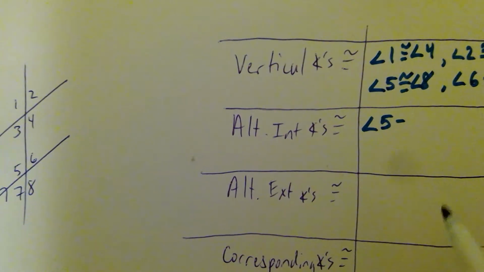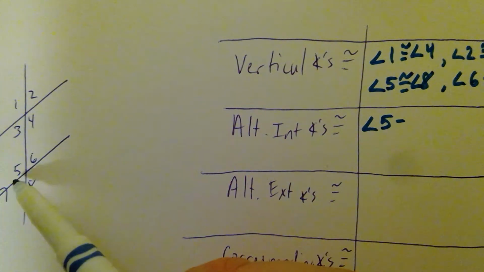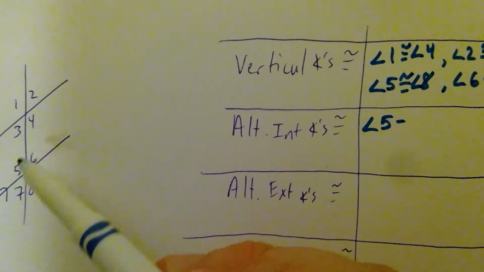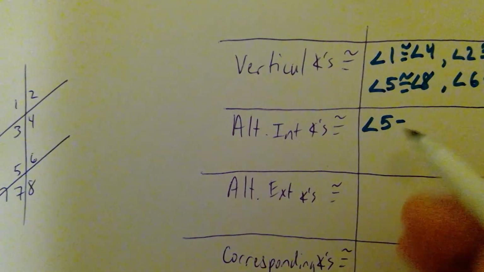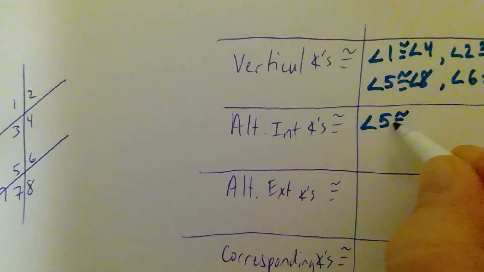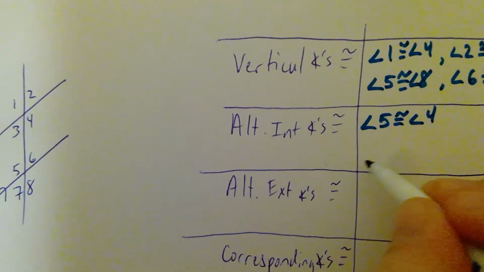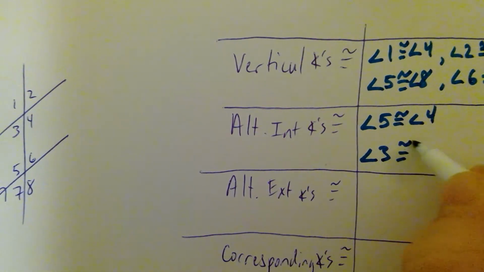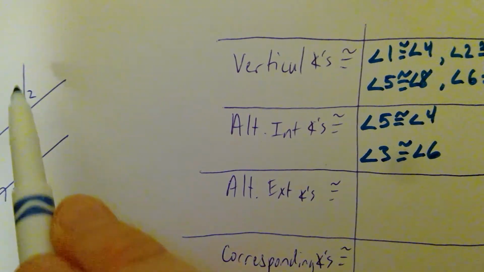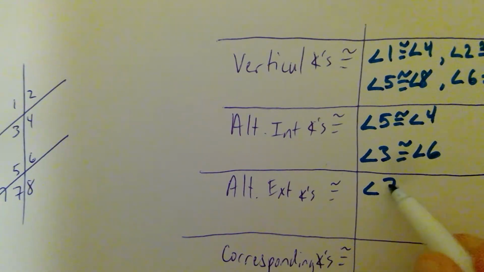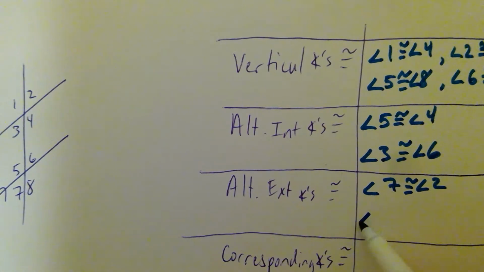Alternate interior angles. I kind of jumped the gun here. If we've got 5, it's inside the parallel lines on this side of the transversal. We're looking for across the transversal. So angle 5 is congruent to angle 4. Angle 3 is congruent to angle 6. That's all inside. Alternate exterior, we have angle 7 congruent to angle 2. Angle 8 congruent to angle 1.